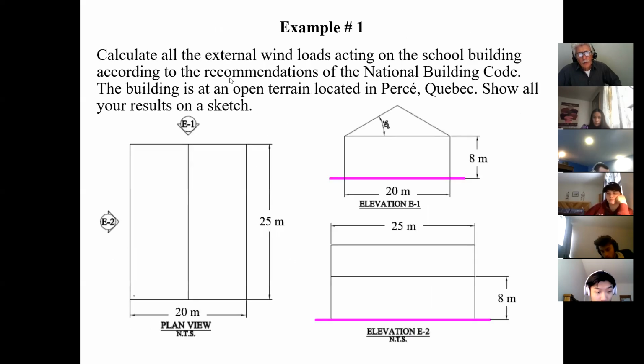Now, let's take all this good information and apply it to a realistic problem. Here we want to calculate all the external wind loads acting on the school building, according to recommendations in the National Building Code. The building is in open terrain, located in Percé.